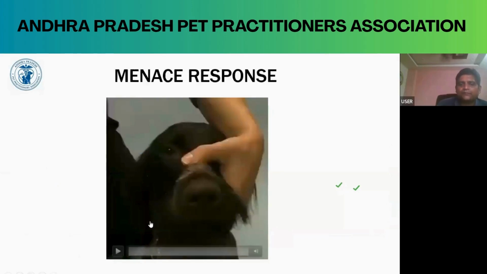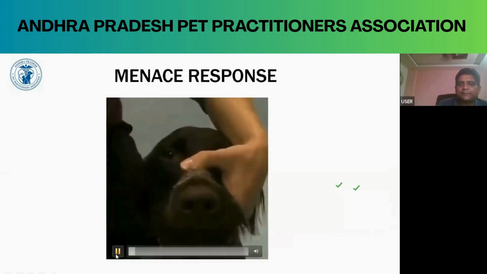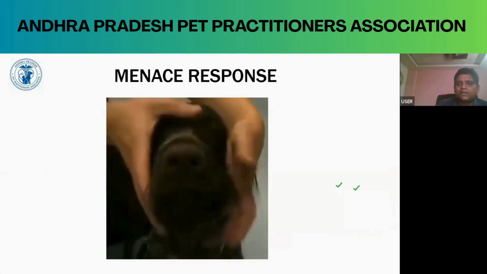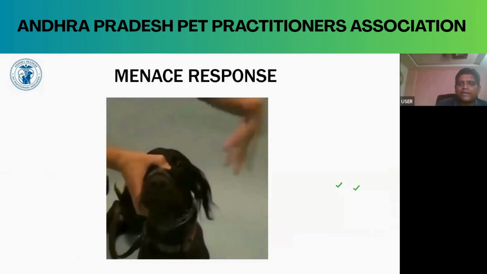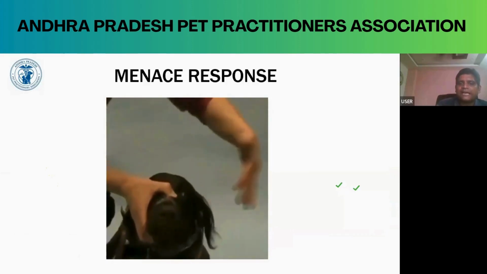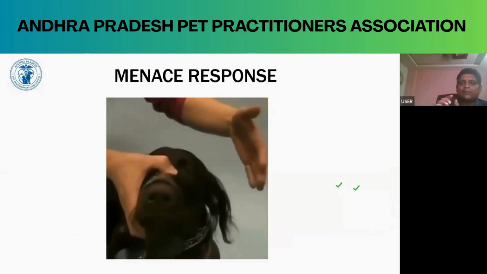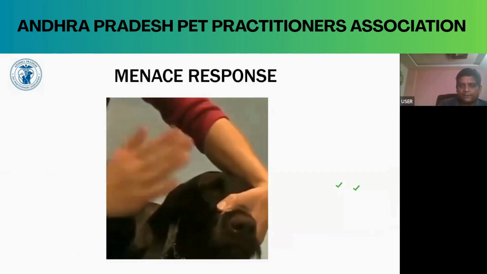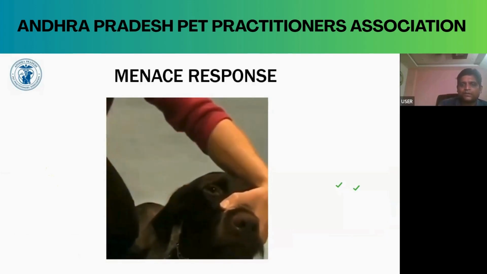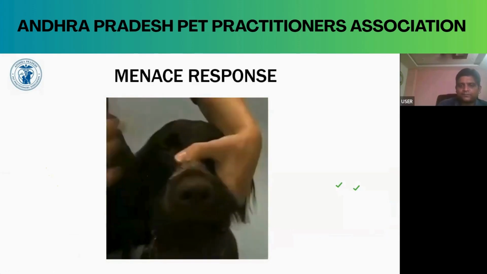So if you see the video, you can appreciate here the menace response. He's closed the other eye. Then he's giving a threatening response, where you can see the blink reflex as well as a slight movement of the eyeball towards inside because of the contraction of the retrobulbar muscles. These things will be observed. So this is known as the menace response. We can appreciate clearly the blink reflex in the video, which is a positive menace.